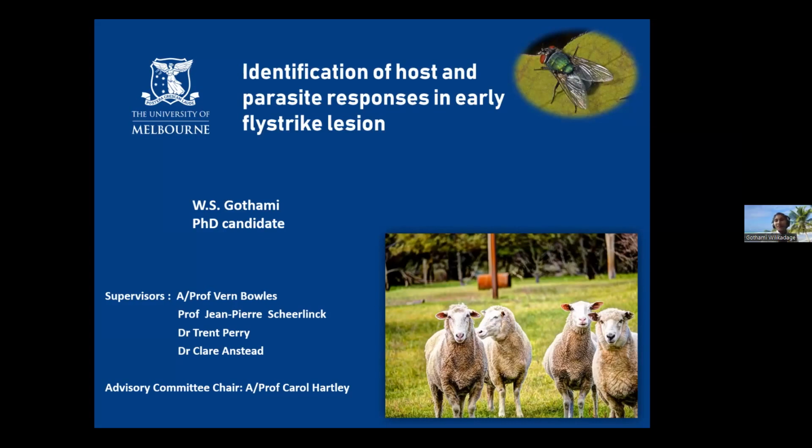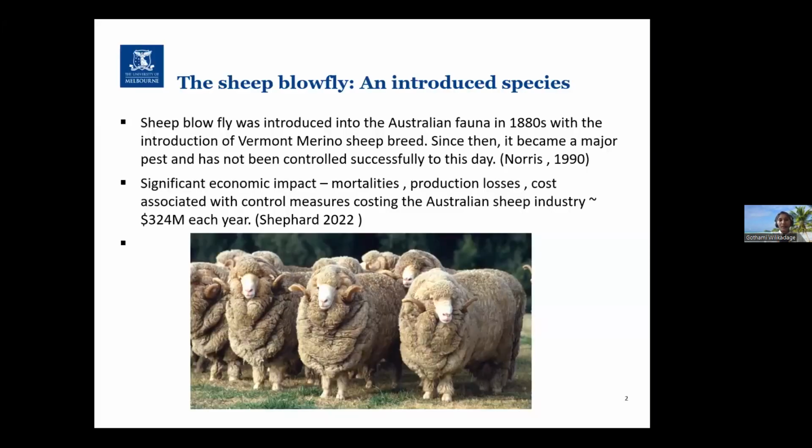So the title of today's presentation is Identification of Host and Parasite Responses in Early Flystrike Lesion. The focus of today's talk, the Australian sheep blowfly, was introduced to the Australian fauna in the 1880s with the introduction of the Vermont merino sheep breed. Since then, it has become a major pest in the sheep industry, causing a significant economic impact. It has been estimated that the cost of flystrike to the Australian sheep industry is around $324 million per year.